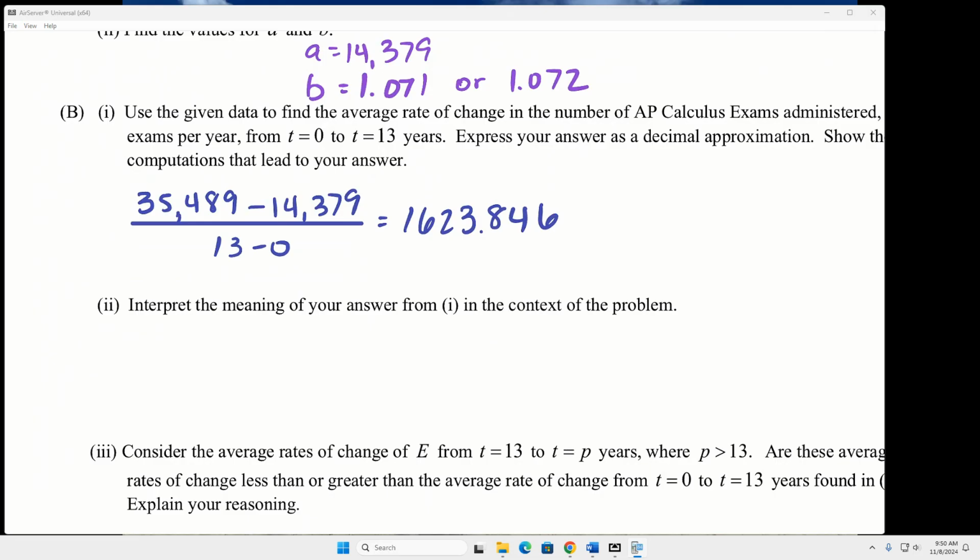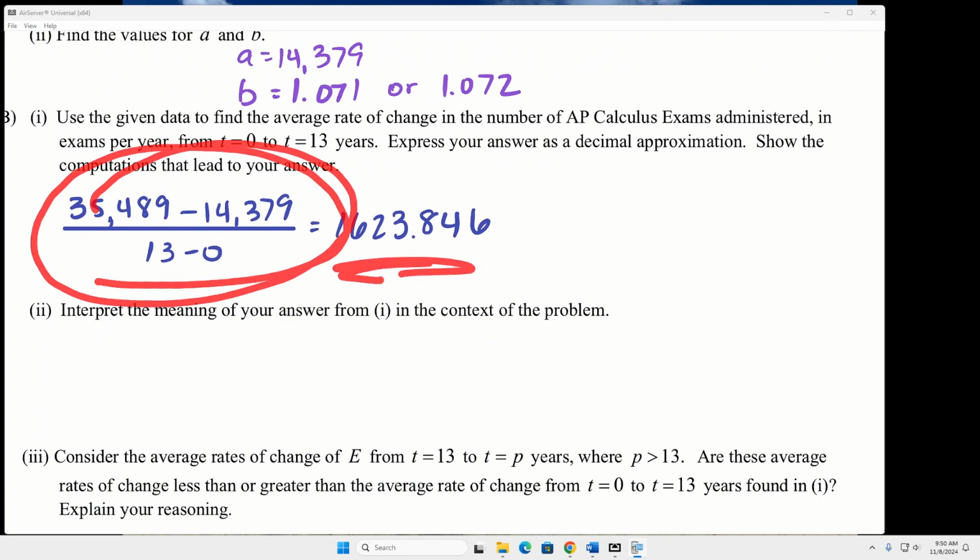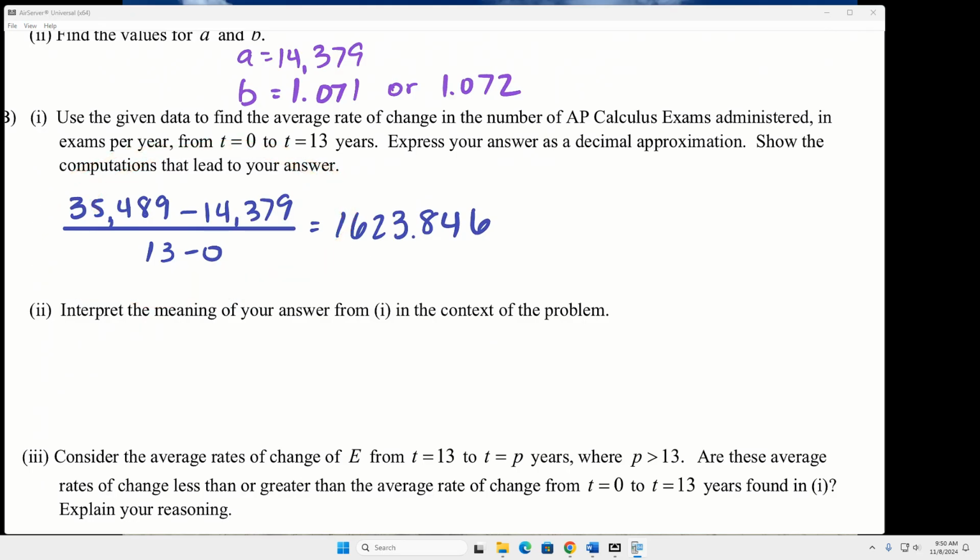Right, so it does tell you to show the computations that lead to your answer. That is making sure that you show this, that you don't just give the answer. I know you can do that in the calculator, but they want to see what you're doing.